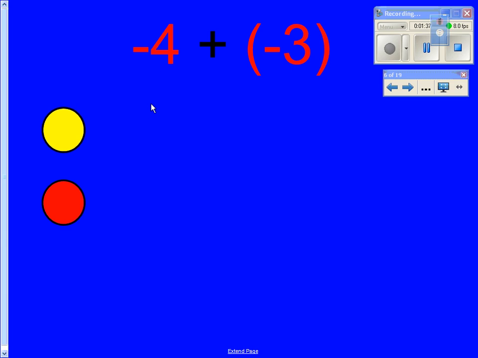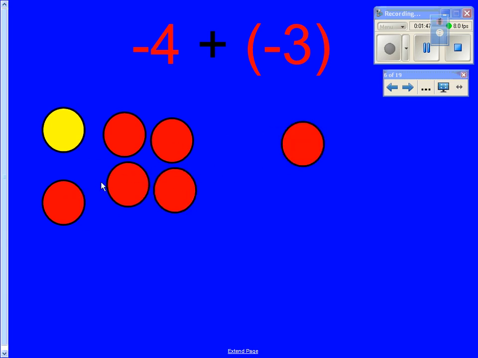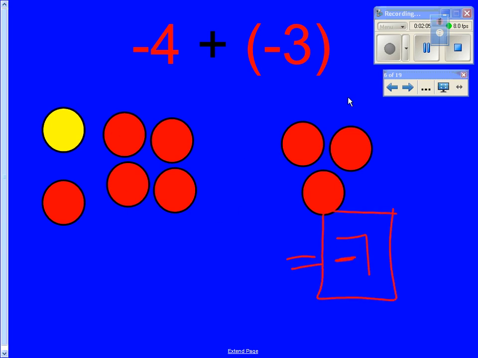Now this one is -4 plus -3, so we'd have 1, 2, 3, 4 negative chips. Notice they are on the red side, and 1, 2, 3 negatives here. We don't have any yellows to make any 0 pairs, so we would just add these together because they are the same, which is 7, but they're all negative, so it is going to be -7.